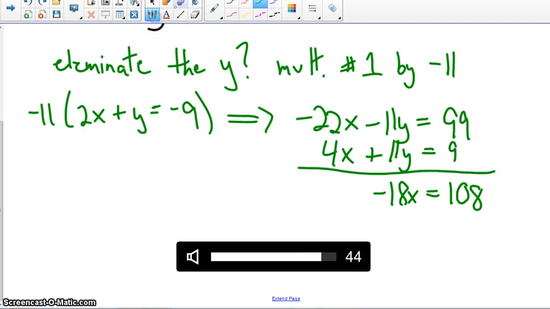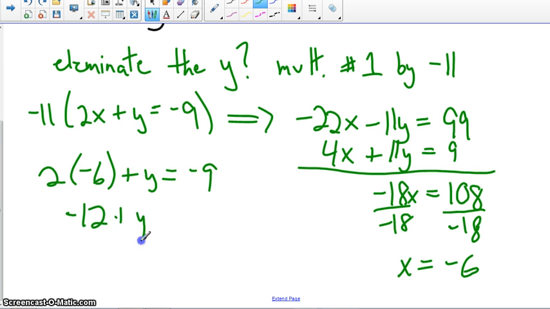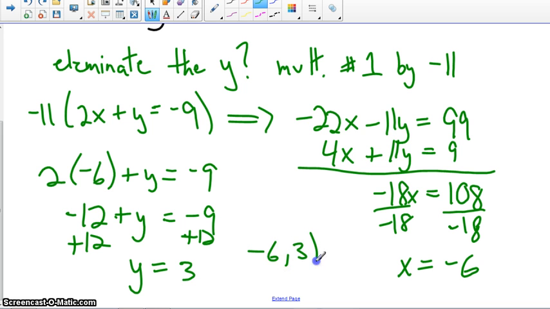Now I'm going to divide by negative 18 on both sides, and x equals negative 6. Go and plug that back into an original problem. I'll use the one at the bottom so I can see it. So I have negative 12 plus y equals negative 9. Add 12 to both sides. Y equals 3. So my answer is negative 6, 3.